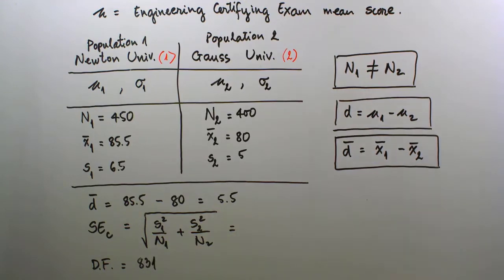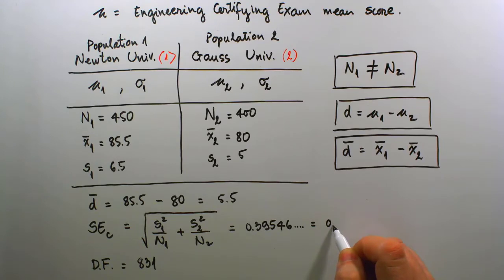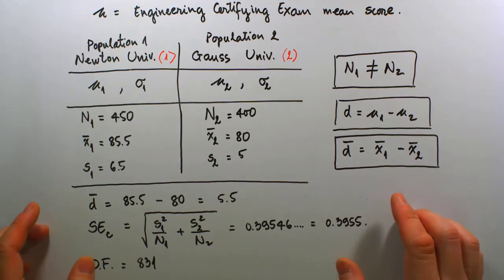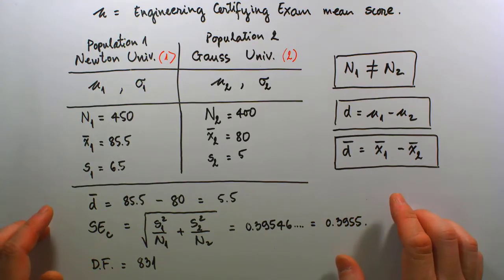And so the SEC, as calculated from the Microsoft Excel screen earlier, was 0.39546, and possibly a lot longer. But as I have mentioned before, unless specified otherwise, usually I'll round SEC to 4 decimal places. So here we're going to use the SEC as 0.3955. So that's our value for SEC, and this is our degrees of freedom. And so this is now all of the given information that we need.